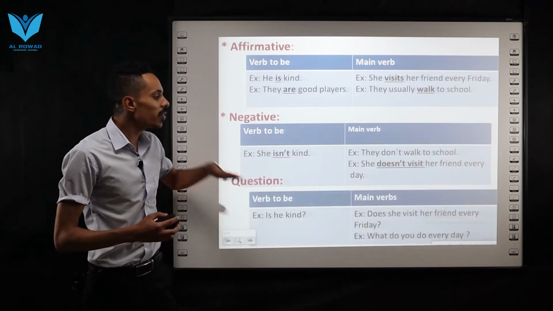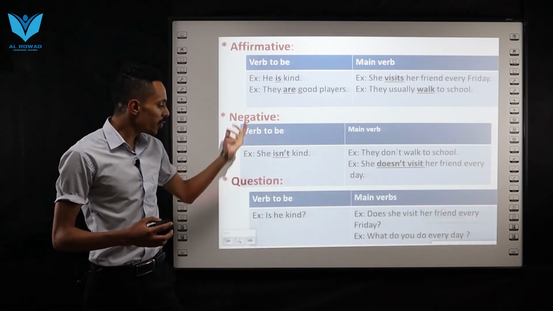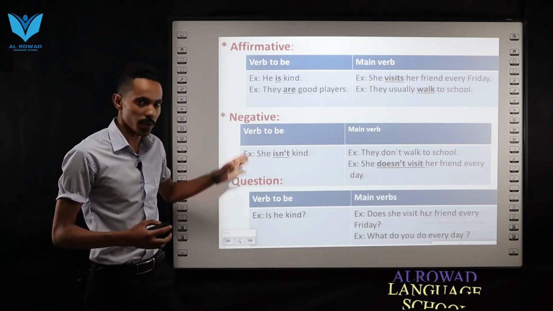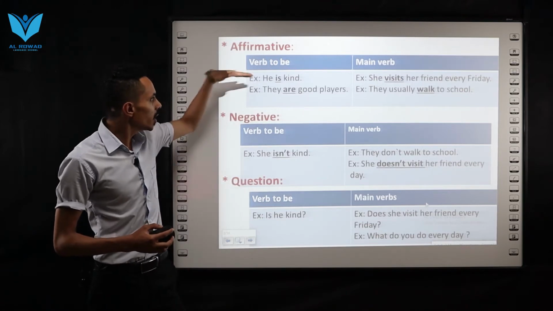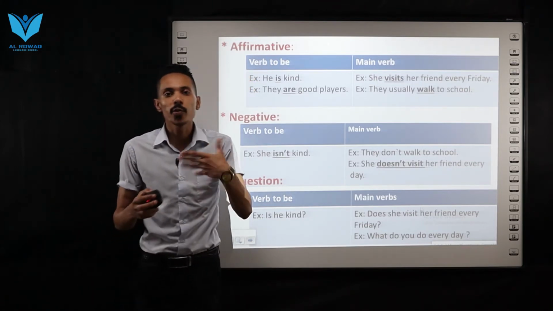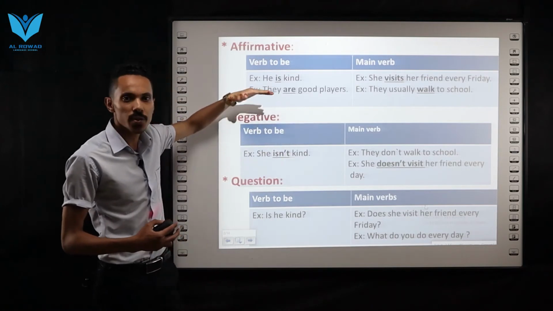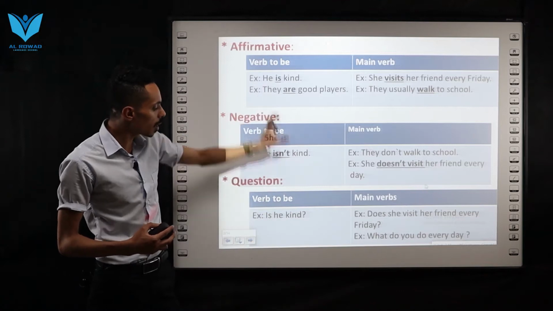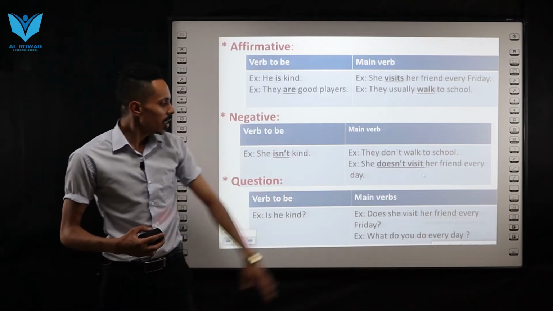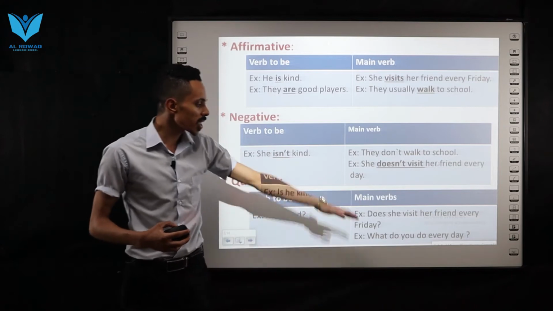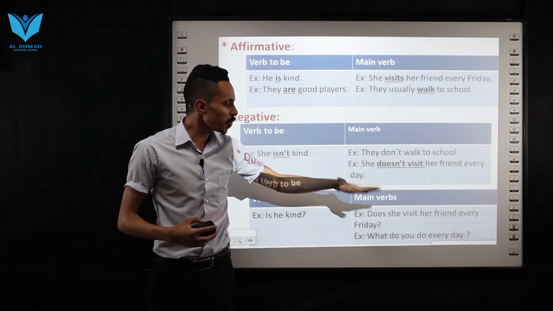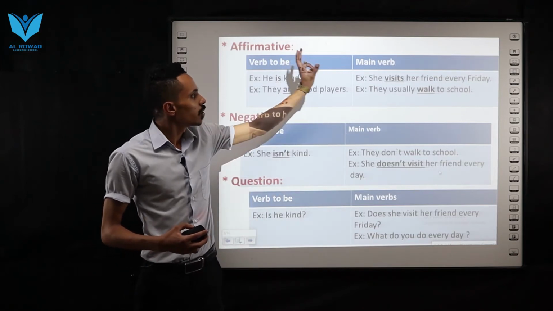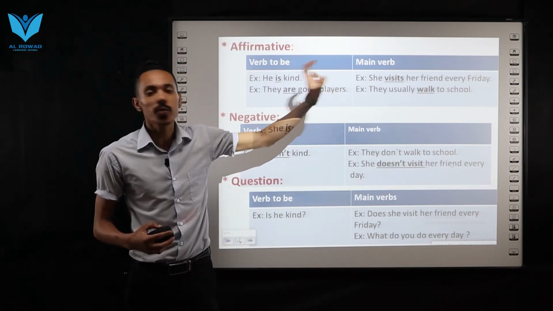After that, in the question form. Here, if the verb is verb to be, the helping verb in the question is verb to be also. Like, he is kind. If I want to form a question about this sentence, I start with the helping verb is, subject he, object kind, and the question mark. If the verb is main verb, for example here, does she visit her friend every Friday? For this sentence, she visits her friend every Friday.